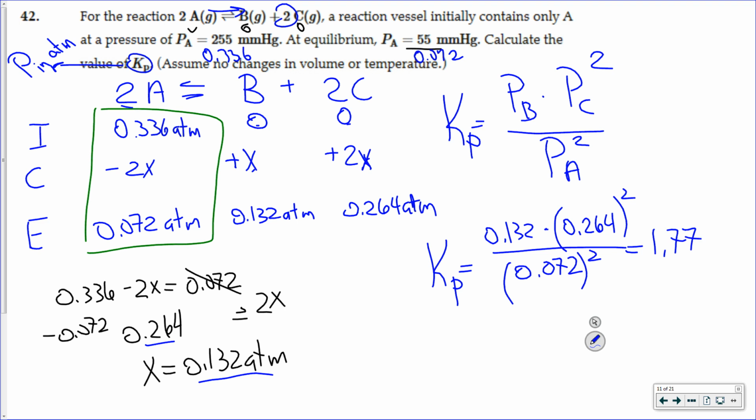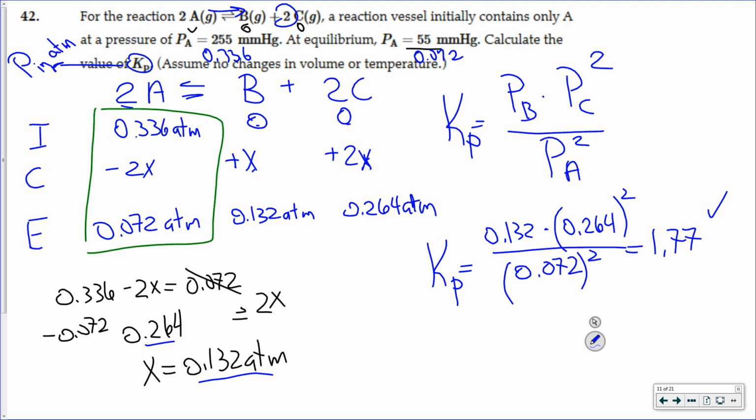I got 1.77. Somebody else tell me if they got that. You got 0.127? All right, let me do it again. Yeah, I got that again. I think that's a good number. Remember to square both the term for A and C.